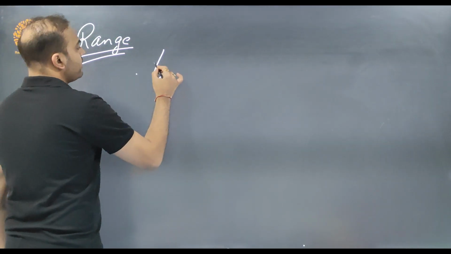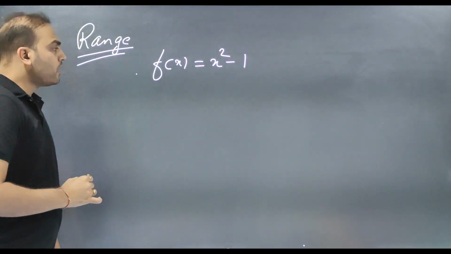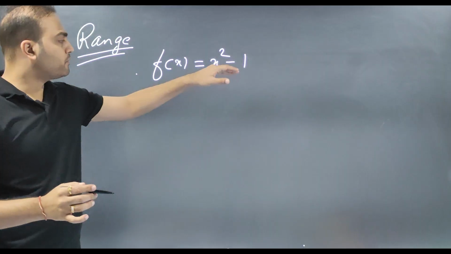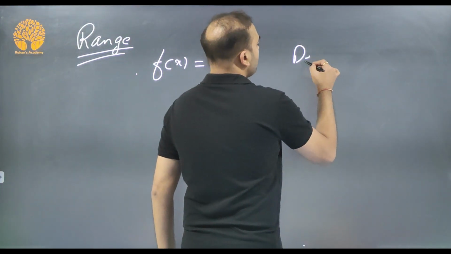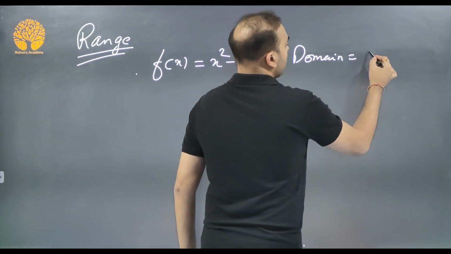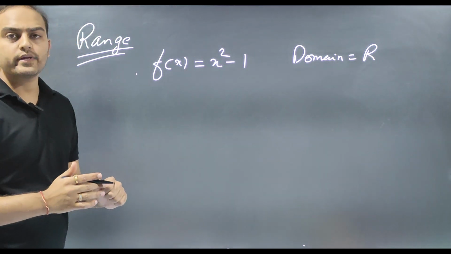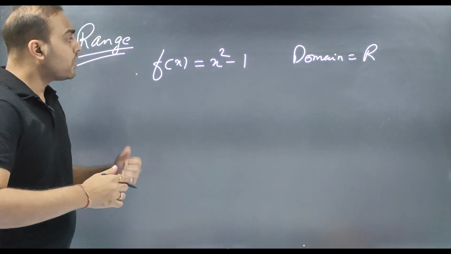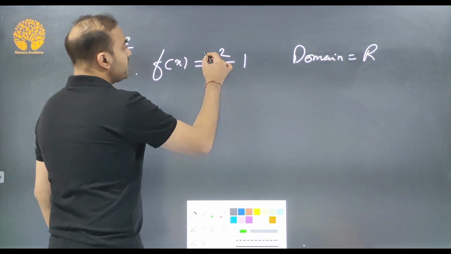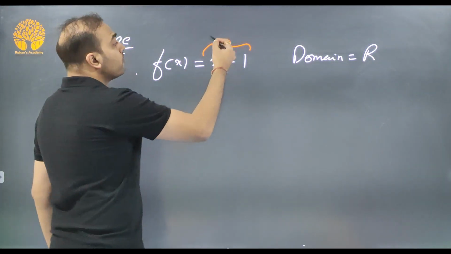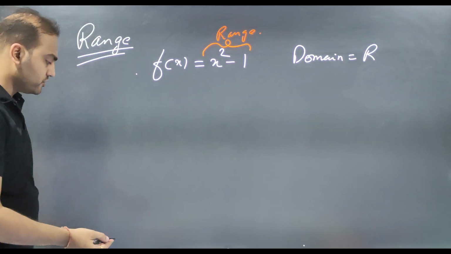Say for example, if we have f of x as x square minus 1. Now here domain can be anything because there is no denominator, no square root, right? So we say domain is all real numbers. Put any value you want, the function will always give you an answer. But now the question is range. What does range tell you? What will be the output? That means the answer that we get, what will that be? That gives us the range.